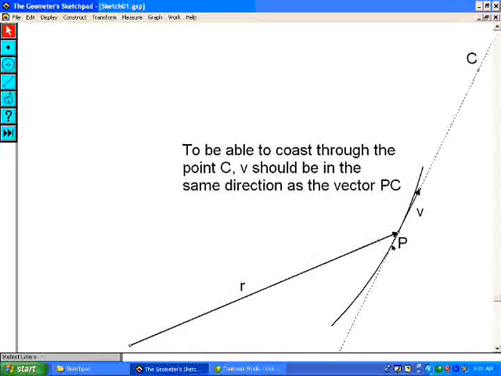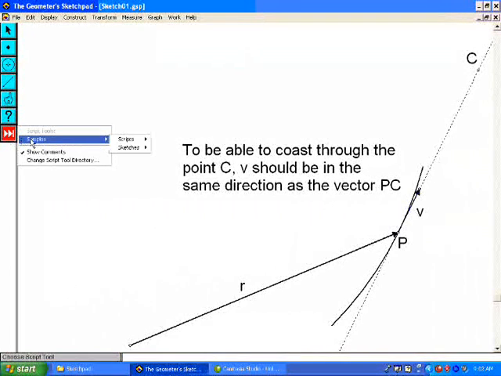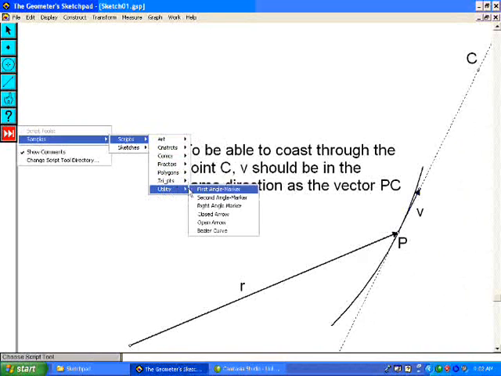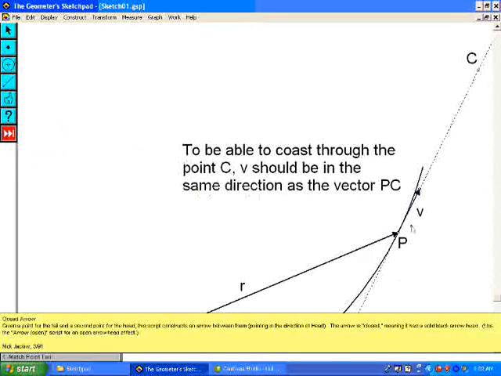So what we need is this: in order to be able to coast through this point C, this vector V and this vector PC should have the same direction. So for example, this is our vector P and this is our vector PC. If they are in the same direction, then the vehicle would be able to coast through C.